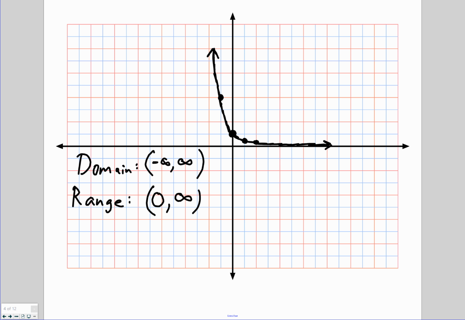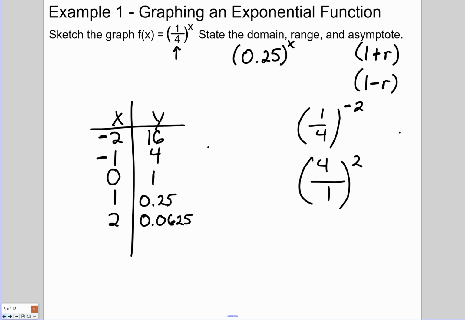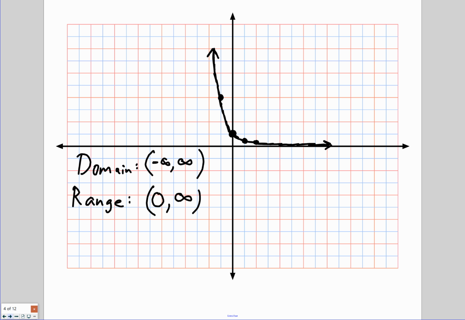For the range, if you scroll 1, 2, 3 for your X values, these Y values will get smaller and smaller, but they'll never touch 0. So that's why for the range, your lowest value is 0.000000000 right until you hit something. It's not 0.